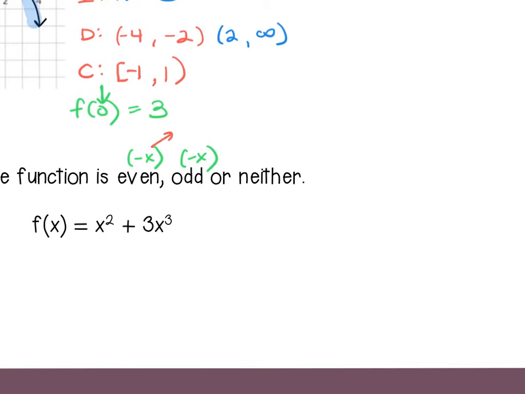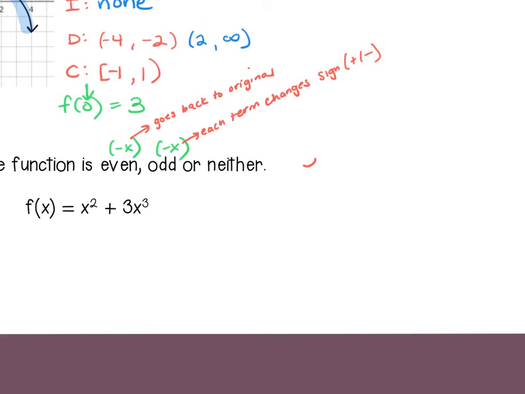If everything goes back to the original sign, then it's even. If every term changes sign from its original, then it's odd. And then if it's neither, it's neither. And if it's even, it's symmetric to the y-axis. And if it's odd, it's symmetric to the origin. Think O and O, origin and odd.